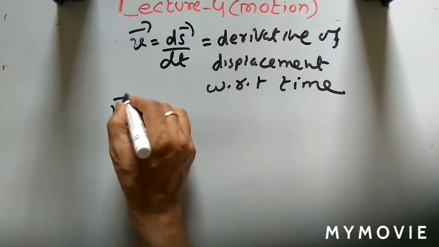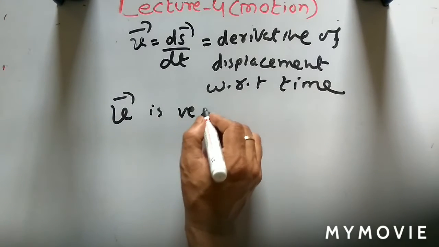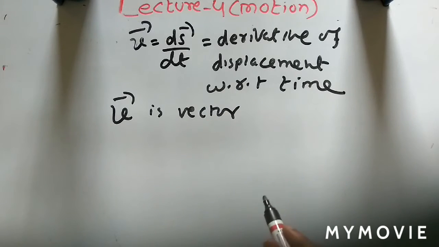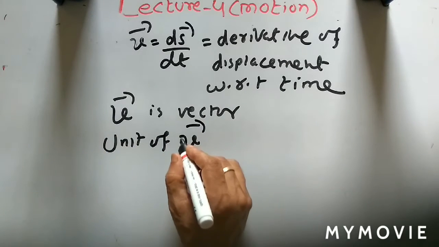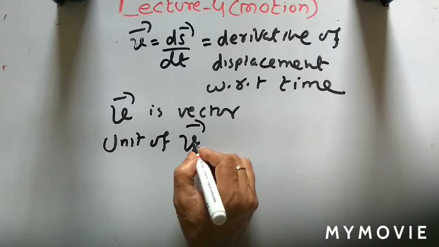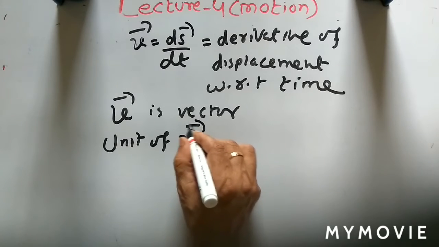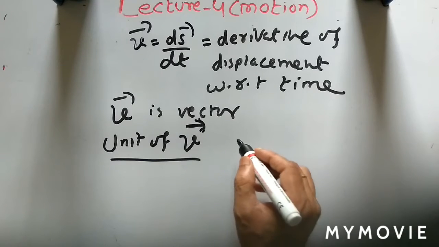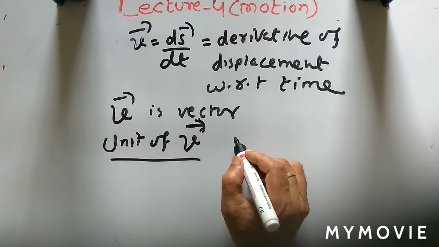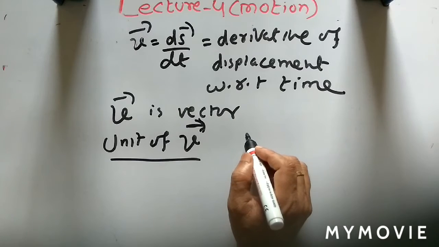Okay. So velocity is which quantity? It is a vector quantity. What do you mean by vector quantity? A vector quantity is that quantity which has magnitude as well as direction. Now, what is the unit of velocity? If I am simply writing v, it indicates speed. If I am writing v with an arrowhead, then it will indicate the velocity. The unit of speed and the unit of velocity are both the same.